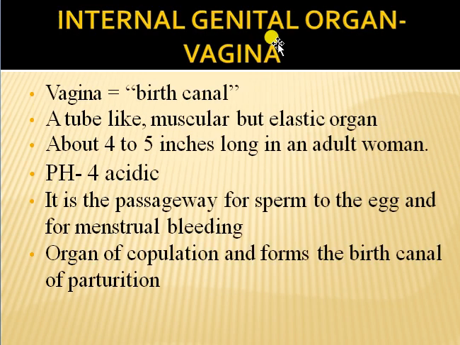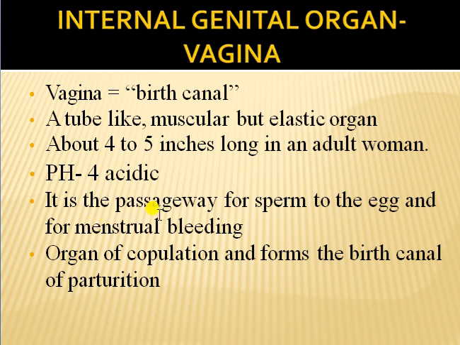Internal genital organ, the vagina. The vagina is the birth canal, a tube-like muscular but elastic organ about 4 to 5 inches long in an adult woman. The pH is acidic.